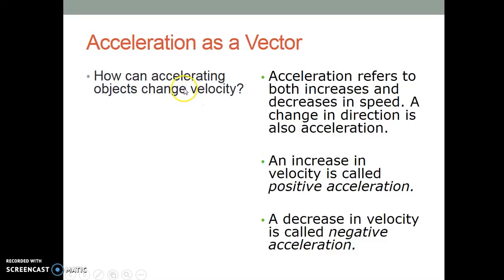All right. How can changing acceleration of objects change velocity? So acceleration refers to both increases and decreases in speed. Okay. A change in direction is also acceleration. So if you make a turn, you go right, you go left, you go up, you go down, that is a change in velocity. So you can increase your velocity, which is positive acceleration. If I go from a slower velocity to a faster velocity, that's increasing speed, so it's a positive acceleration. Or you can go from a faster speed to a slower speed, and that is negative acceleration.